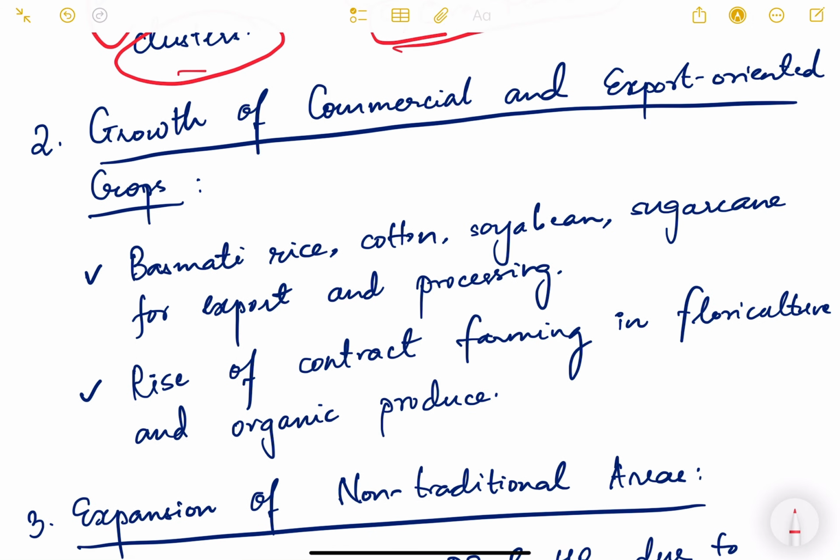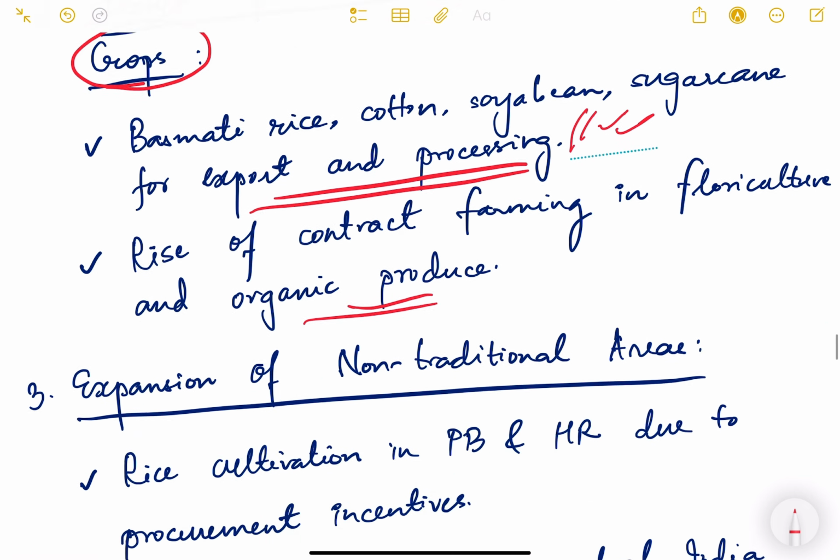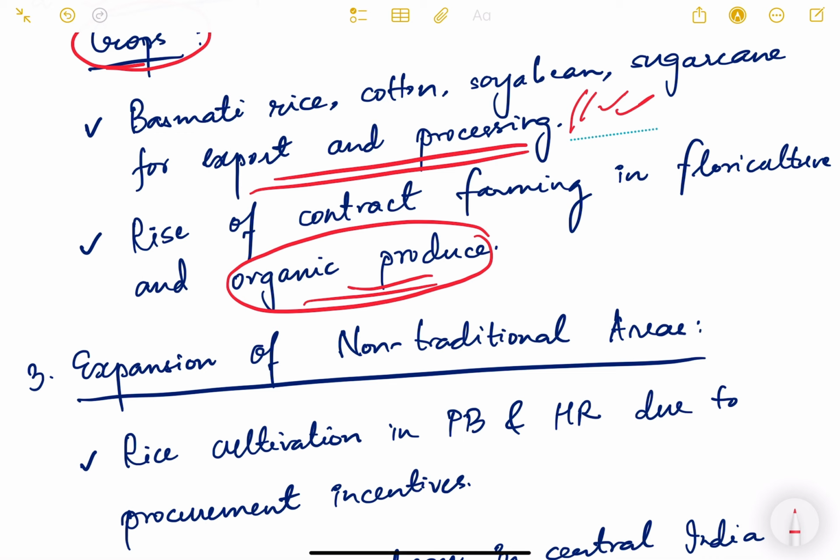Growth of commercial and export-oriented crops. What happened during this period? Basmati rice, cotton, soybean, sugarcane for export and processing. So again, since there was export demand for these crops, farmers started growing these. Rise of contract farming in floriculture and organic produce. Organic produce demand comes from high society. They are ready to pay high price, but now they want organic produce. So demand for organic produce also increased, and that is why some of the farmers got incentivized to grow organic crops.